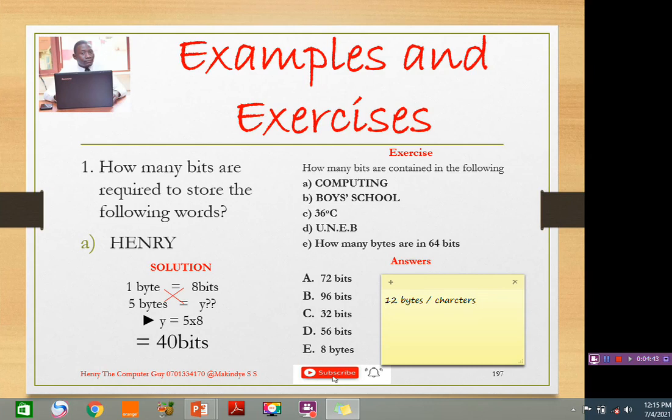So when I come down, of course, we know that 1 byte equals 8 bits. Then the 12 bytes will give us y, because we don't know that. Of course, we are going to be cross multiplying. So our y is going to be equal to 12 times 8, giving us the answer as 96 bits. Simple as that.